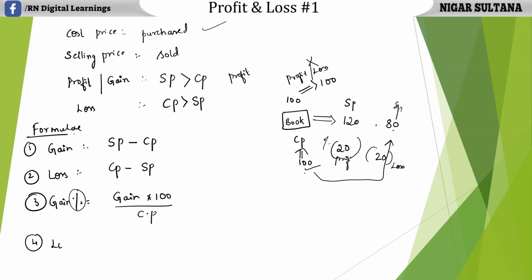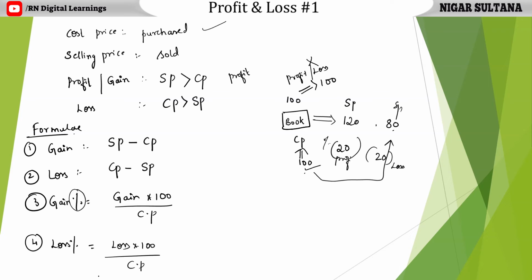Fourth one, loss percent. I have told you that I have incurred 20 rupees of loss. So what is the percentage of loss I am getting? That can be calculated as, this is the loss percentage, means loss into 100 divided by cost price.